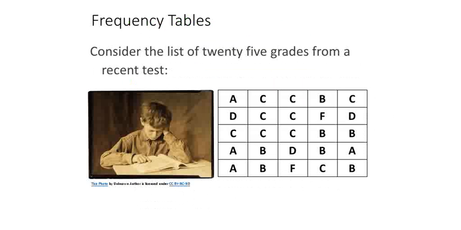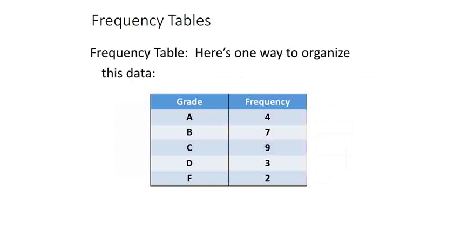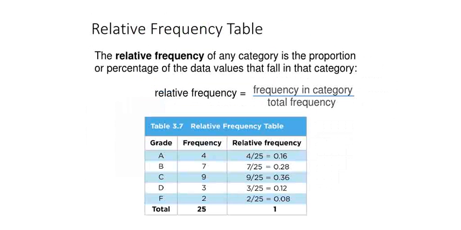For example, consider this list of 25 grades from a recent test. As we can see, it's a little disorganized, and we can kind of tell a little bit about the grades, but we get an even better story when we arrange the data in a table. And we see that there are 4 A's, 7 B's, 9 C's, 3 D's, and 2 F's. And this tells us a little something about the data. This is what we call frequency data based on categorical or qualitative data.